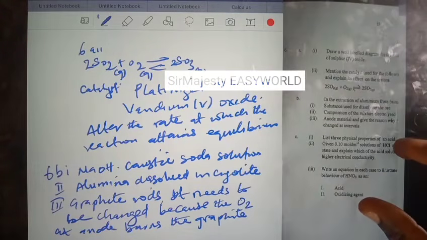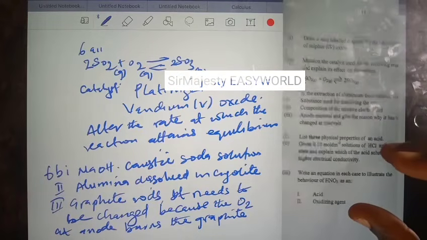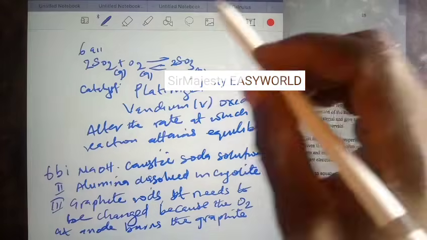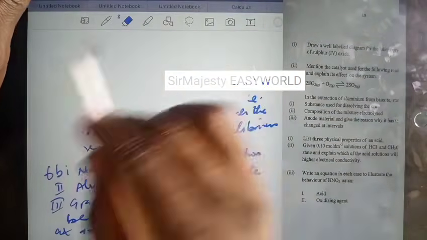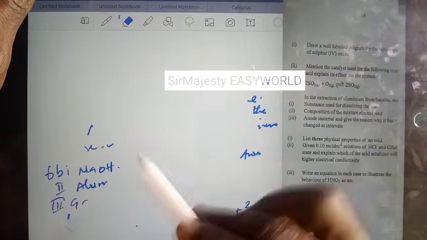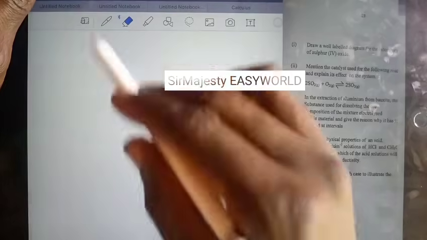Then number 6C says list 3 physical properties of an acid. Physical properties of an acid. So question 6C, I think I'm good to clean. Number 1, acids turn blue litmus paper red. Number 2, acids have sour taste. Then number 3, acids are corrosive, especially when concentrated. Yeah, so these are the physical properties of acid.